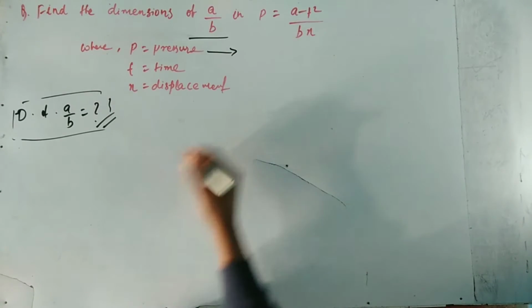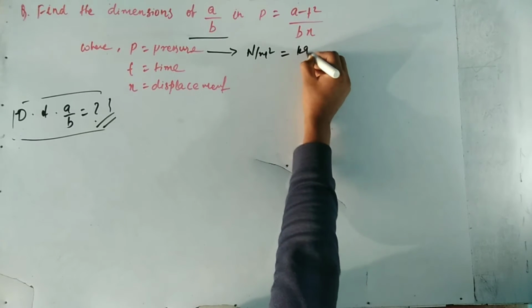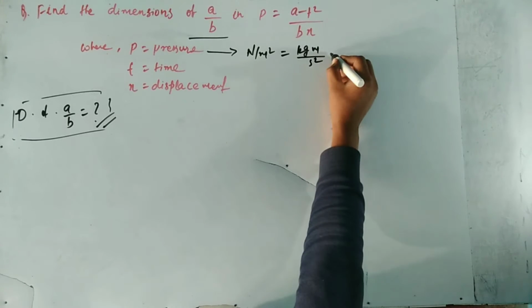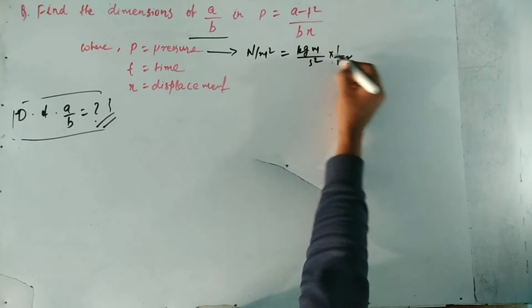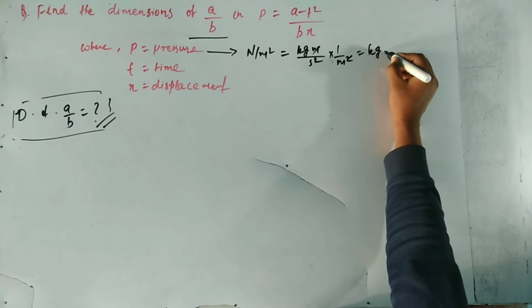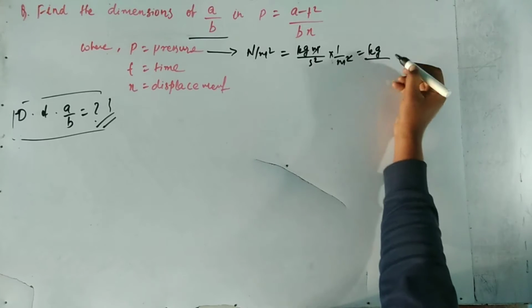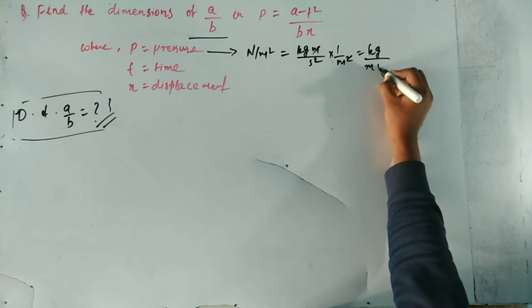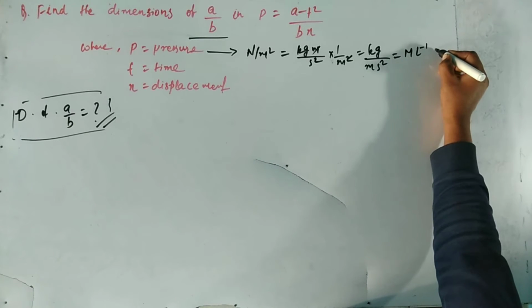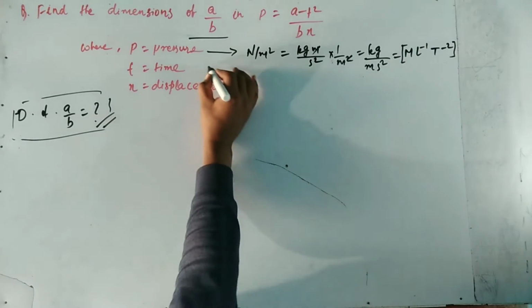So first we find the dimensions of pressure. The unit of pressure is Newton per meter square, which equals kg meter per second square into 1 by meter square. Meter cancels, so it equals kg per meter per second square. And its dimension formula will be M L power minus 1 T power minus 2. It is the dimension formula for pressure.